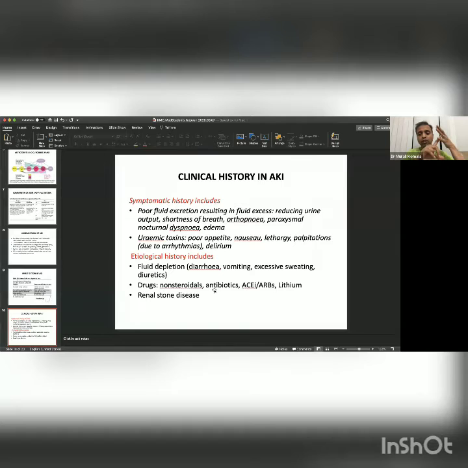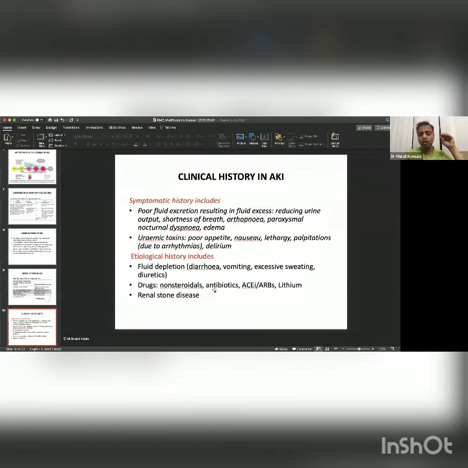Now you want to ask for history to find out what caused the acute kidney injury. That's the etiological history. There you ask about fluid depletion. Did they have any vomiting, diarrhea, or excessive sweating? Sometimes people who run long distances, like marathons, don't drink enough water, or they're working in a very hot environment and not drinking enough water, so they can become dehydrated. Sometimes there are patients who are sick, but they don't stop their diuretics, which are cardiac medications. They continue to take those medications, and then they become dry. So medication history and fluid history are important.